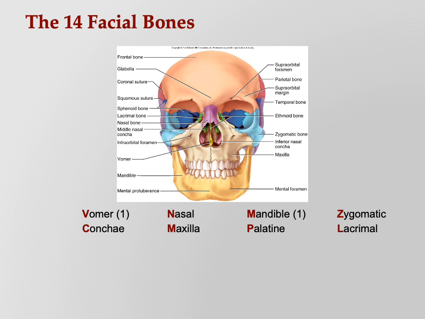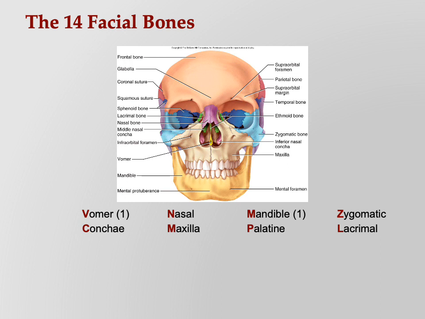Then there are the conchae. Really their name is the inferior nasal conchae. So again, look in the nose hole. See the little pink bones that hang down there at the bottom? Those are the inferior nasal conchae. The nasal bones are up at the bridge of your nose. The maxilla are your upper jaw. There's 2 of those, one on each side.